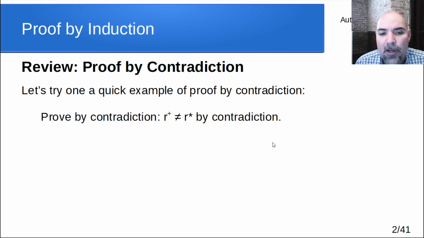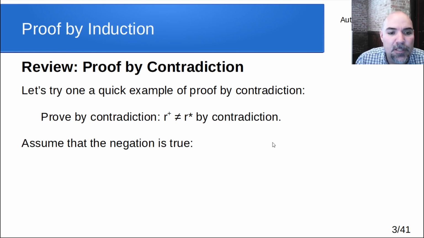So we want to prove that R plus is not equal to R star using proof by contradiction. And this turns out to be a relatively, I would say, trivial proof. But the reason I'm doing this is that it's a good illustration of how you can use proof by contradiction along with a kind of counterexample. So let's go ahead and do it.